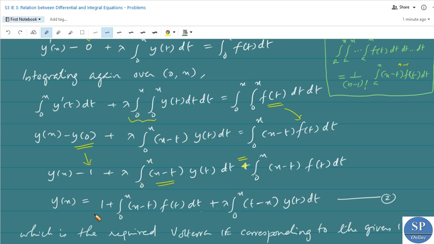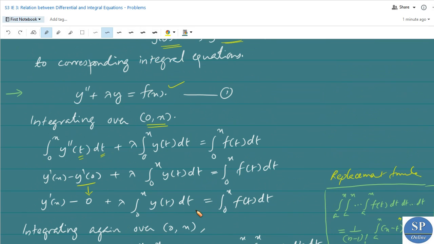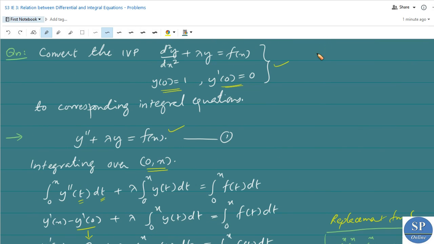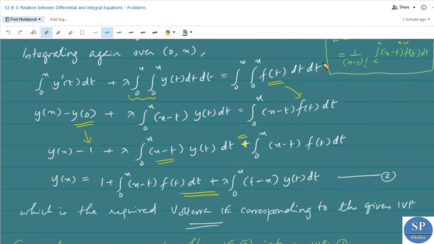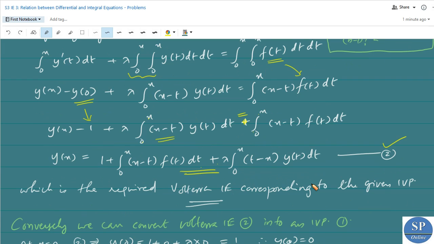So now we obtained the required Volterra integral equation corresponding to the given initial value problem. So this was our initial value problem. This initial value problem we converted into the Volterra integral equation of second kind. Now we can try to convert this integral equation into the corresponding initial value problem. That is, we are going to convert this integral equation 2 into the corresponding initial value problem 1.